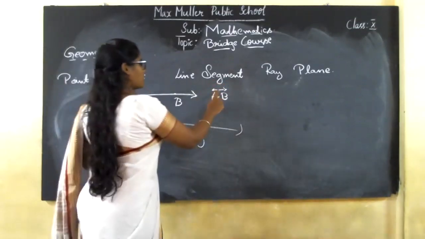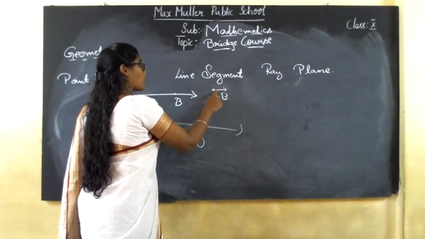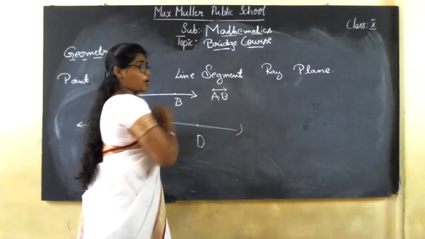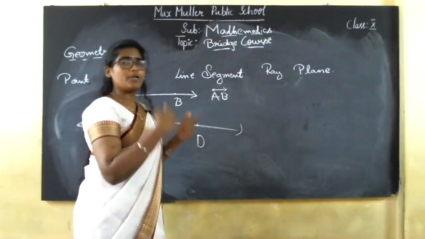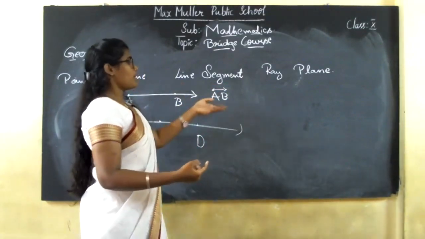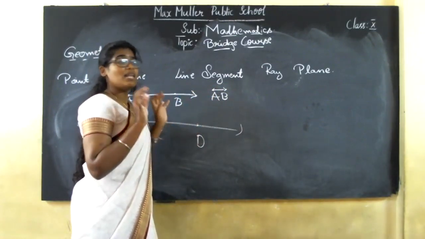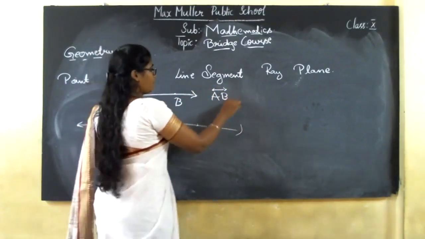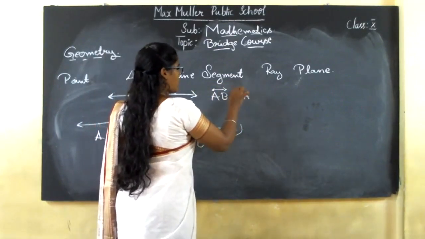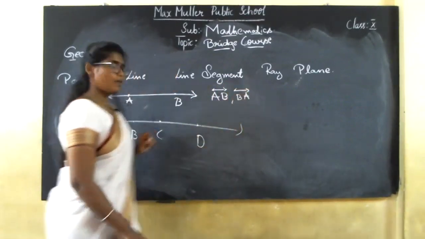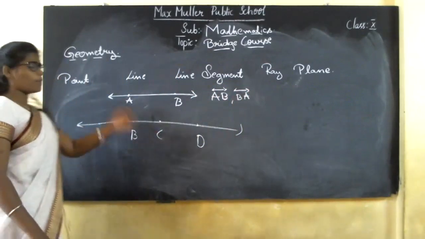Why do we put 2 arrow marks? It indicates that you are going to extend it, that it is a line. You are not drawing a line segment. I will talk about the line segment next. But what is this line? You do not have a specific measurement. It is a random line which you are drawing. And BA also. Clear? Then here you have 4 points.